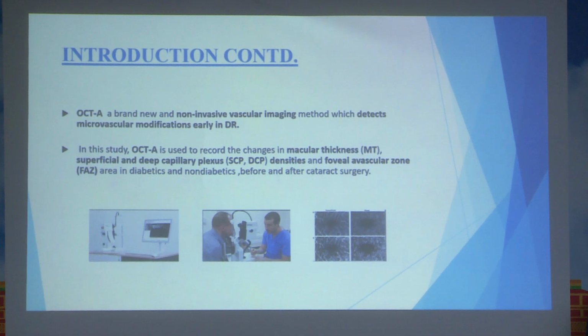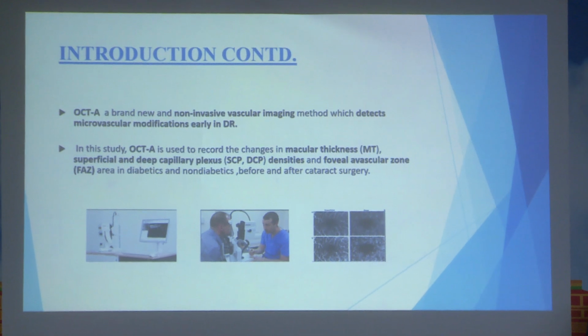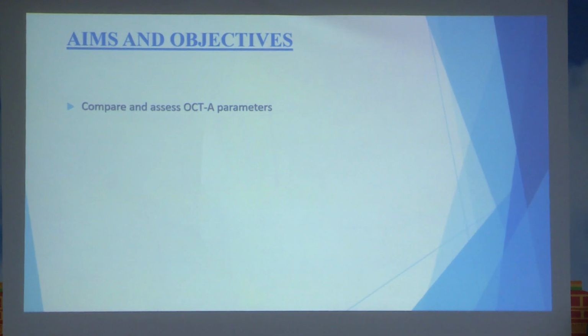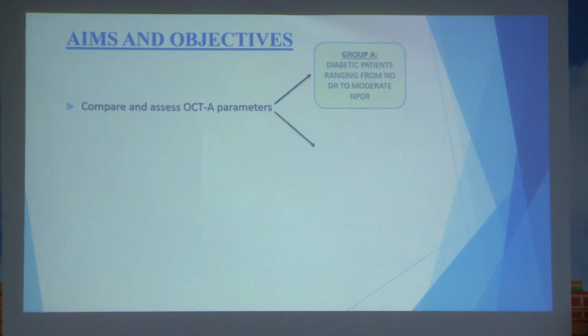OCT angiography is a non-invasive vascular imaging technique that detects the microvascular modifications early in diabetic retinopathy. In this study, OCT angiography was used to record the changes in macular thickness, superficial and deep capillary plexus, and foveal avascular zone in diabetics and non-diabetics before and after the cataract surgery. So we compared and assessed the OCT angiography parameters between the two groups.